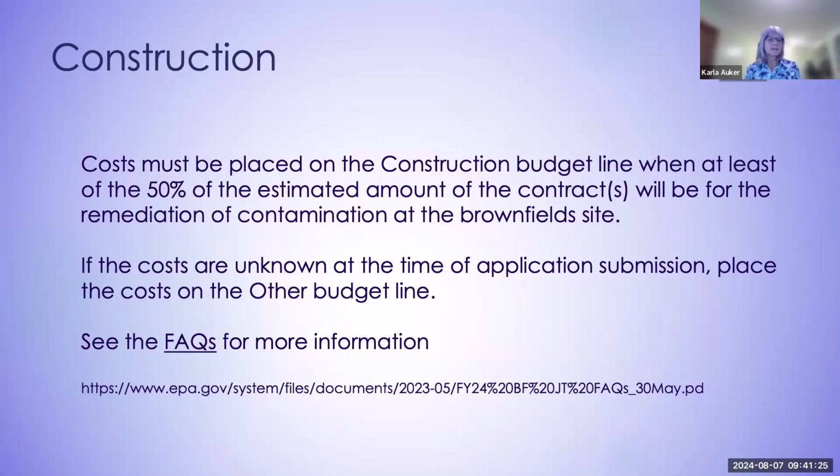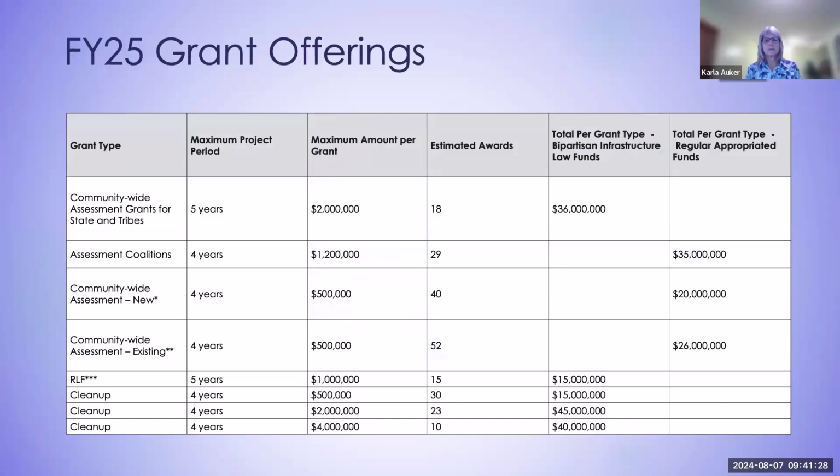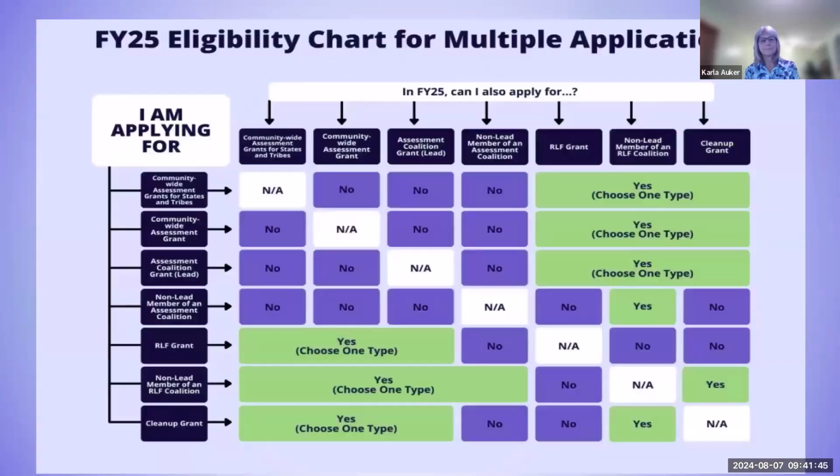Next slide, and I think that's my closing slide. Oh, and this is just kind of an FYI for your reference. These are the grants that we're offering this year, the amounts and how they're being funded, whether they're bill funding versus regular appropriations. Next slide, please. And I have two other references here for you that outline, if you're applying for an assessment grant, what other grants you are allowed to apply for. You can just take a look at those, download the slides.